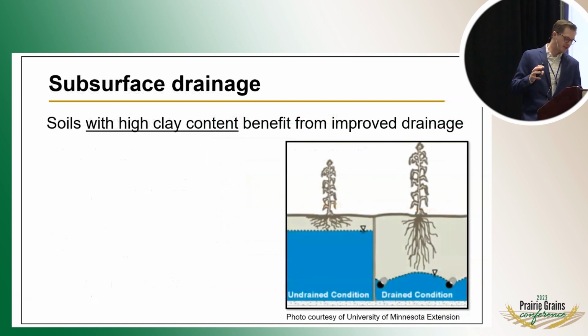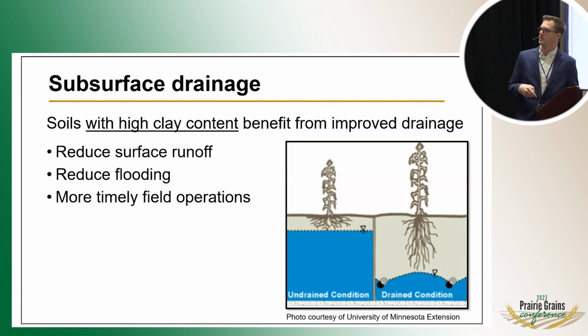So kind of changing gears here, I just want to talk about subsurface drainage. In many parts of the Red River Valley, especially here in the Red River Valley, there are some soils with a really high clay content, and they seem to really benefit from improved drainage. And that just decreases the risk of waterlogged soils. So a well-designed drainage system can reduce surface runoff, can help reduce flooding in low areas, and also simply allow for more timely field operations.